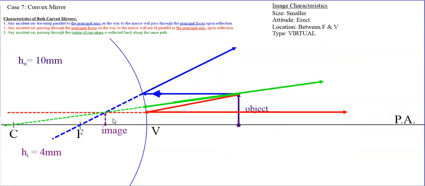And again, because you're on the opposite side of the mirror, it's a virtual image. So that is all 7 cases of your curved mirrors: 6 cases for your concave mirror, 1 case for your convex mirror. So I don't have multiple cases for convex mirrors. This is going to be the only situation, right? Regardless of where this object is.